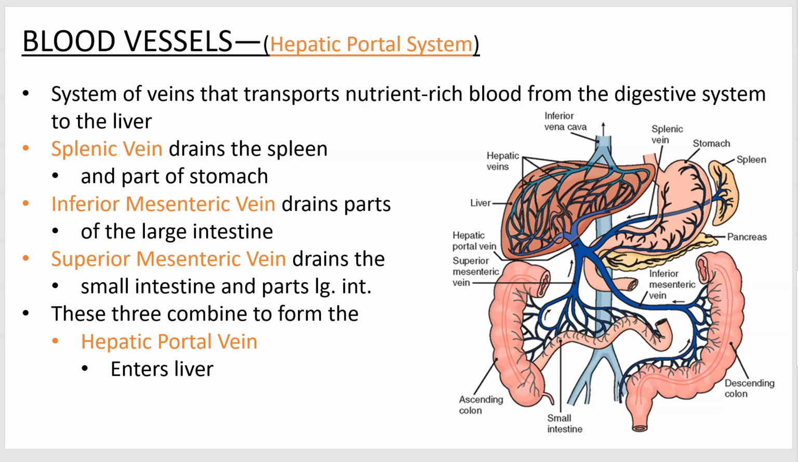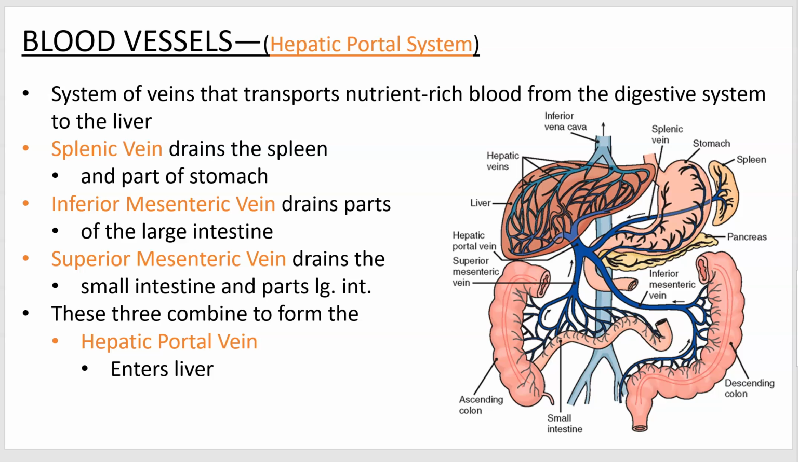Most of the time you think of veins going back to the heart. Well, this hepatic portal vein, I'm going to circle right there, comes back to the liver from the organs of your digestive system. You can see them kind of outlined here. So we've got 3 tributaries of the hepatic portal vein: the splenic vein, the inferior mesenteric vein, and the superior mesenteric vein. You can see all 3 of those, and I've listed the organs that they drain. They all feed into the hepatic portal vein, which then goes to the liver.